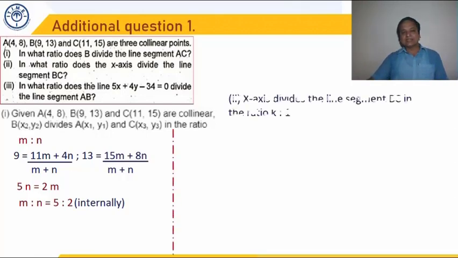Now we check for the second case. In what ratio does the x-axis divide the line segment joining B and C? Coordinate of B is (9, 13). Coordinate of C is (11, 15). So in this case, take the ratio as k is to 1. We can take k is to 1 in the first case also. Here we take k is to 1. Now any point on the x-axis has y coordinate as 0 because the equation of the x-axis is y equal to 0. So we'll use the ratio k is to 1 for the y coordinate.